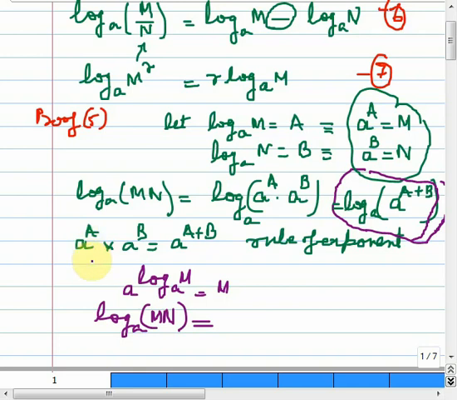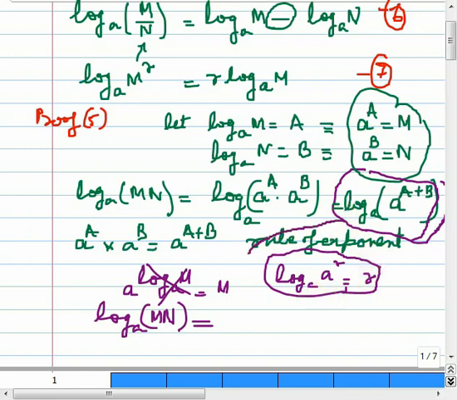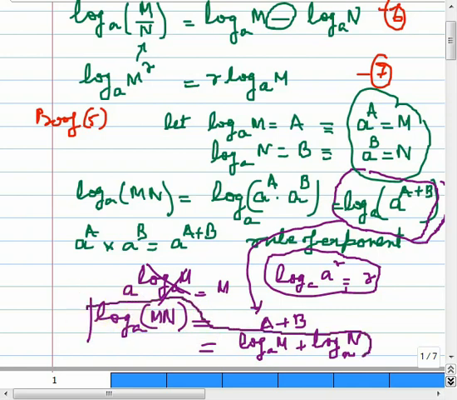also one property is log a of a to the power r is equal to r. We will be applying this property, not this property. From this property, the value of this equation comes out to be A plus b. So what was A plus b is equal to log a m plus log n to the base a. So this proves our property which we have defined.